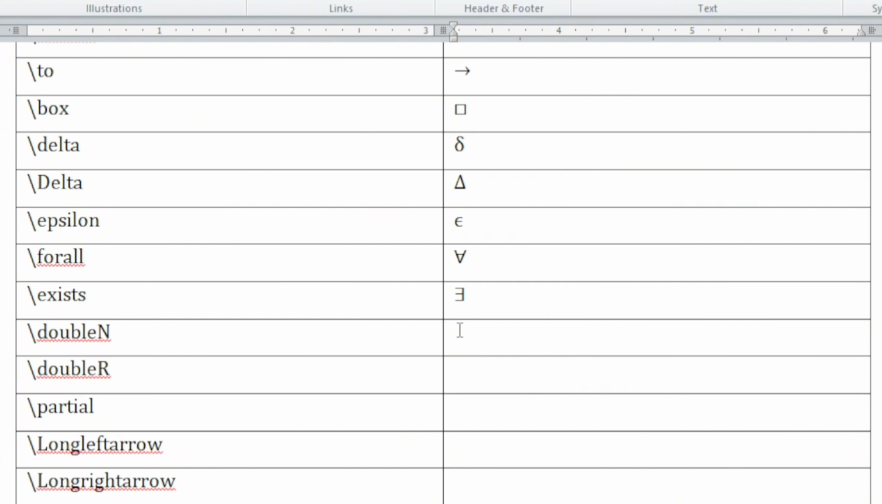Now when it comes to your set of numbers, you should have the idea of how to type this. Double N gives you the set of natural numbers. Same thing goes to double R, double capital R, that's the set of real numbers.